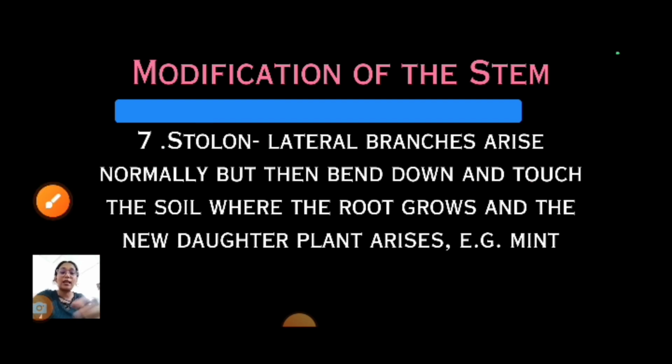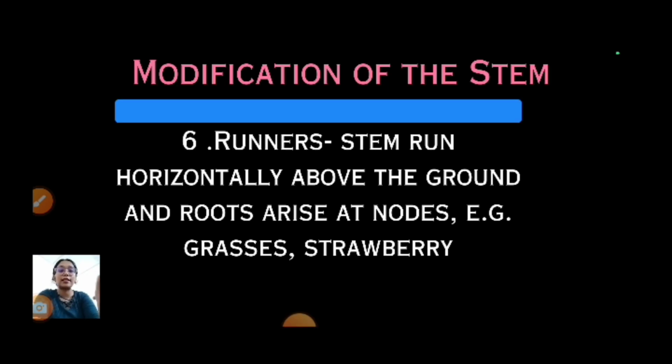Here, in case of stolon, when the lateral branch used to come up, when the branch used to touch the ground, then only the roots used to come up. But in the previous case, in the runner's case, without touching the ground, in the nodes, the roots used to come up. Even if they do not touch the ground, the roots used to come out from a runner plant.